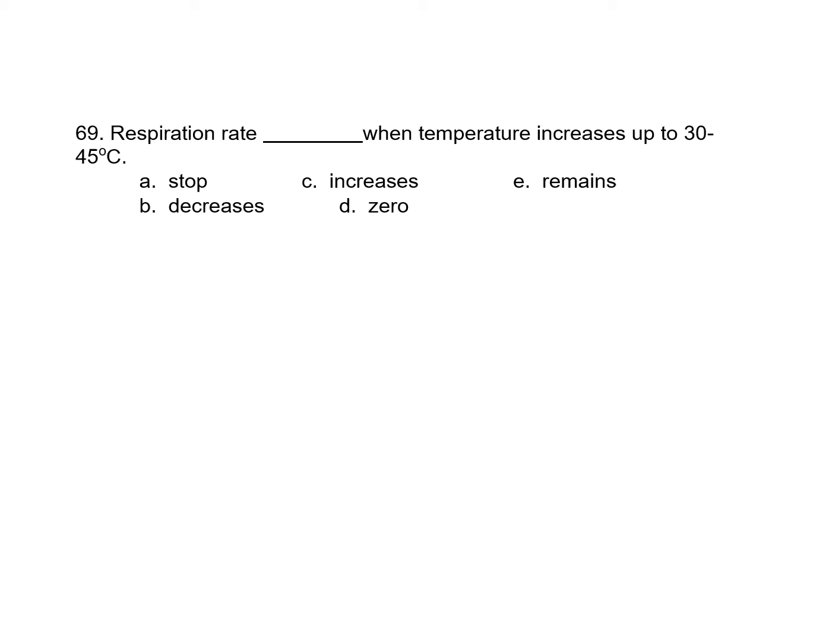Number 69. Respiration rate blank when temperature increases up to 30 to 45 degrees Celsius. A. Stop. B. Decreases. C. Increases. D. Zero. E. Remains. The answer is increases.